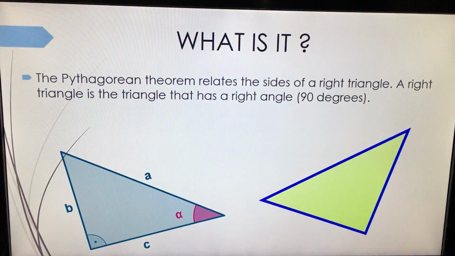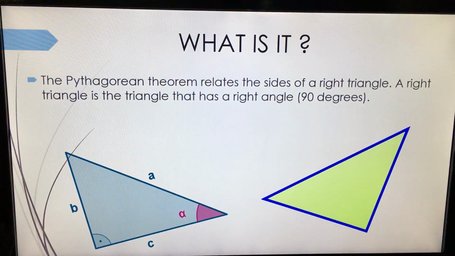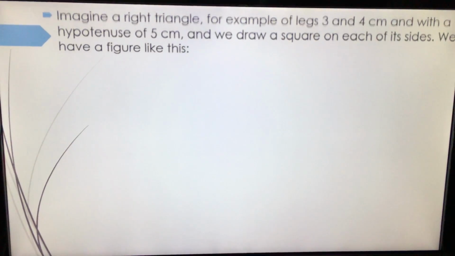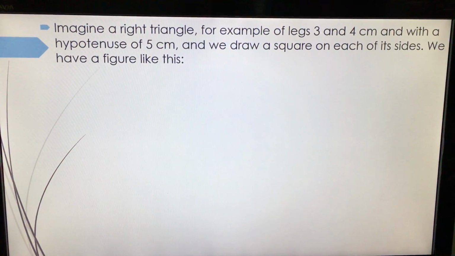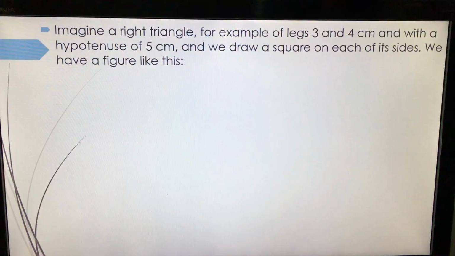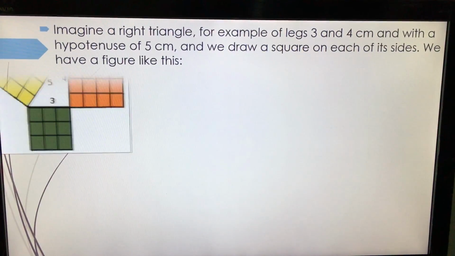Let's now discover these relationships. Imagine a right triangle, for example, of legs 3 and 4 cm and with a hypotenuse of 5 cm, and we draw squares on each of its sides. We have a figure like this.